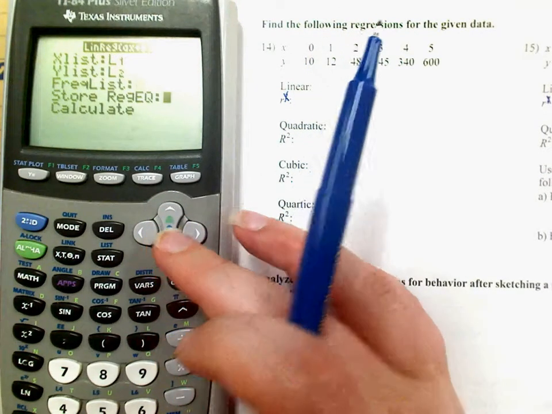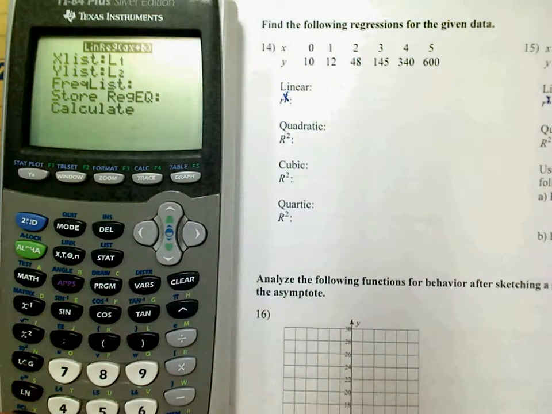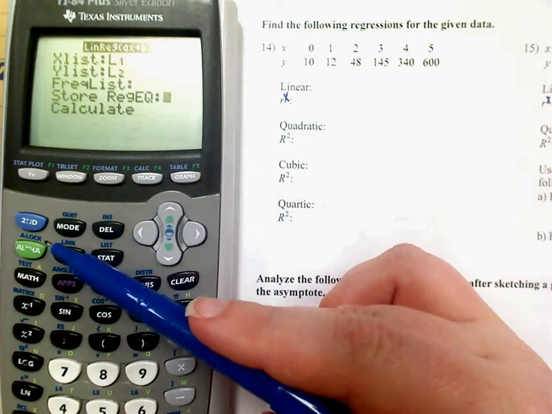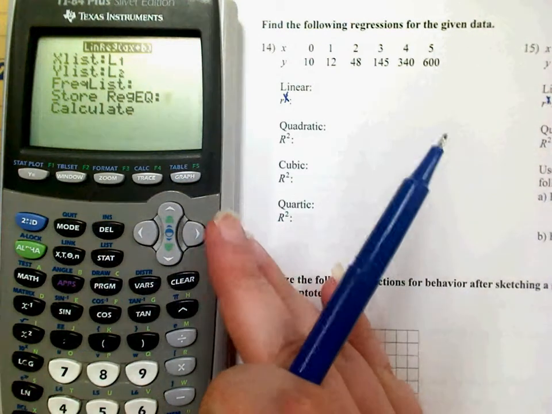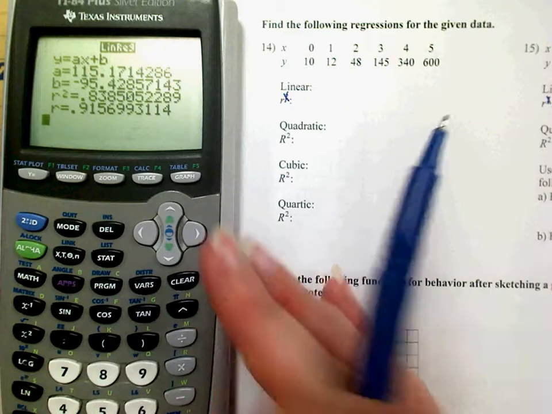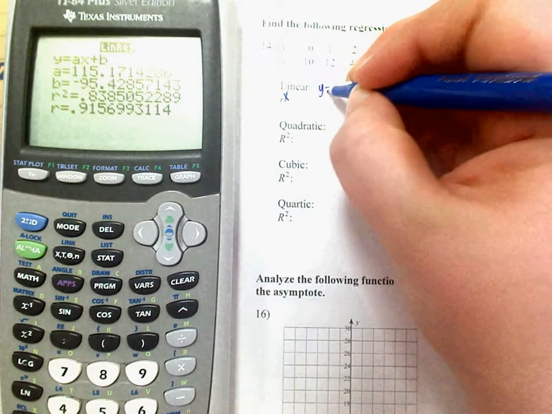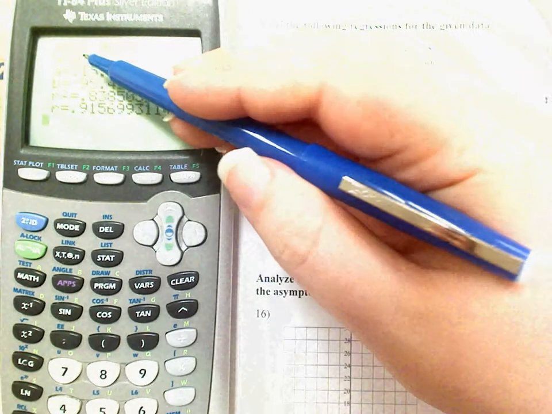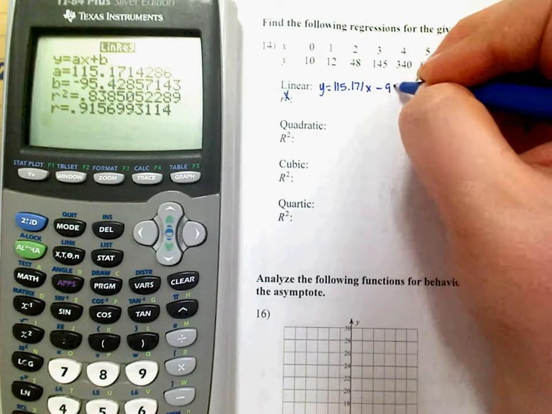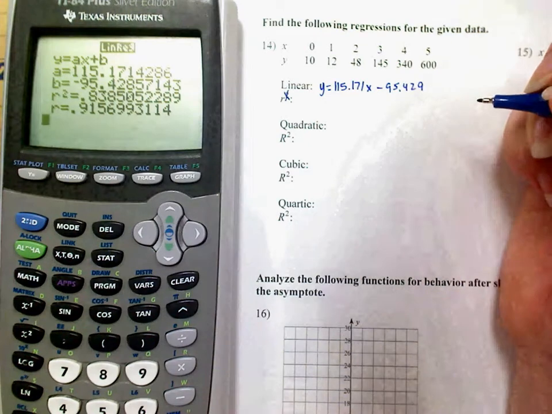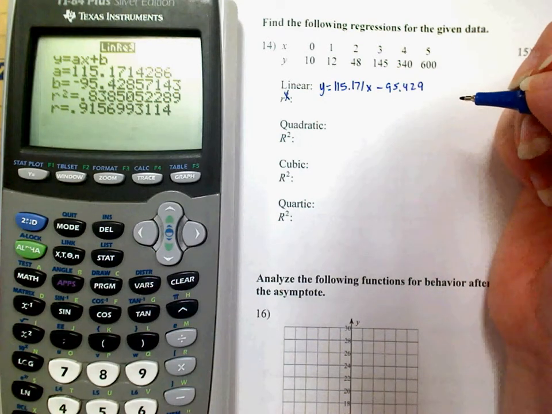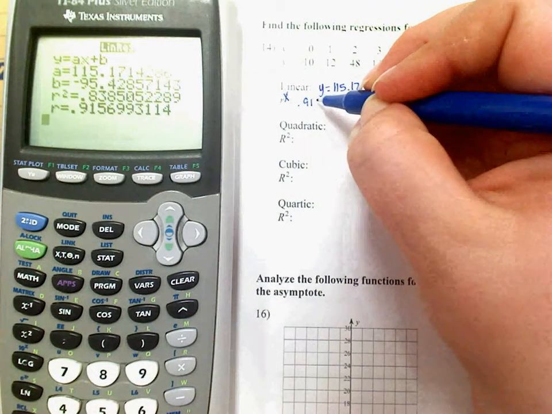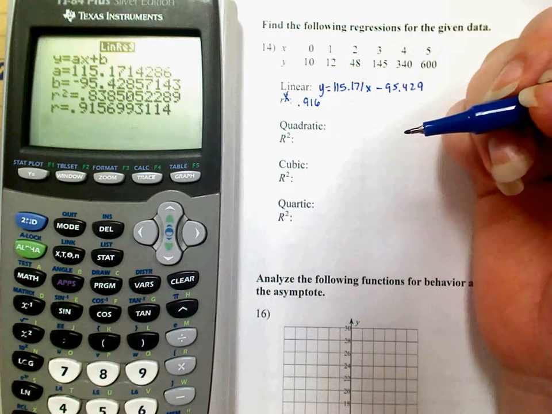If you want to store in your y equals, you press alpha and then trace, and then press enter. But all it's asking me to do is find them, so I don't need to, so I just press enter, and there we go. I get y equals 115.171x, because that's A, and then B is minus 95.429. I'm always going to round. You don't have to, though, so if you put 0.428, that would be fine. And then my R is 0.916, or 0.915.